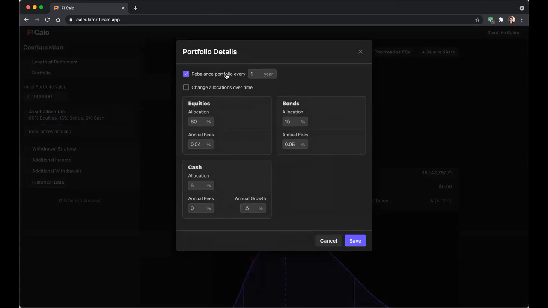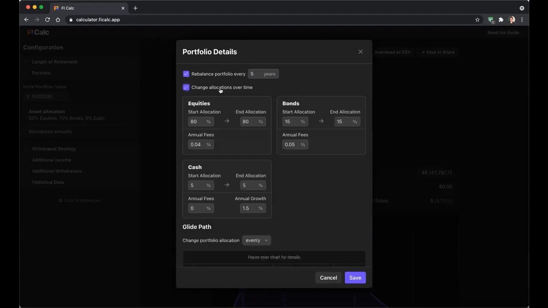So maybe you're not interested in rebalancing. Maybe you just don't think that it's worth the effort, or you just want to see the impact that not doing that work would have had historically, where you can turn that off. Or you can do something like rebalancing every 5 years if you want.